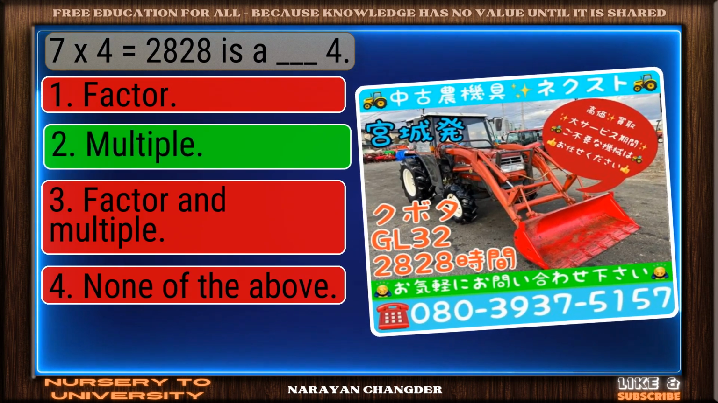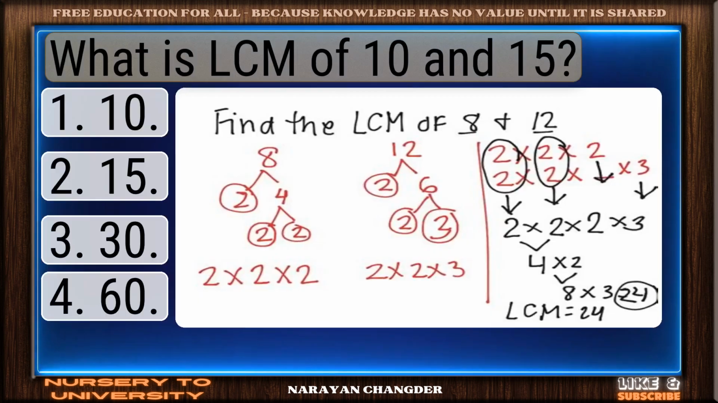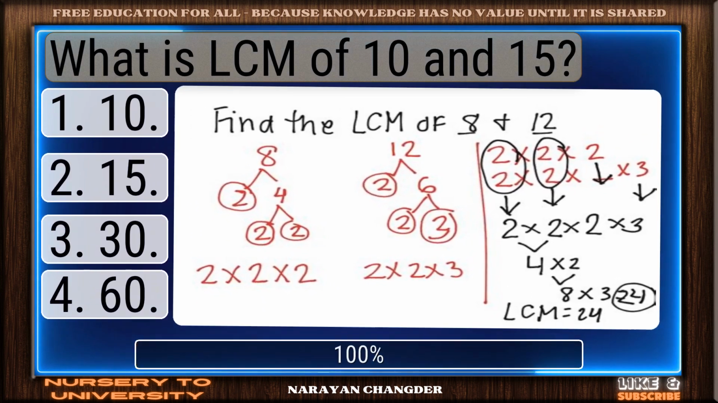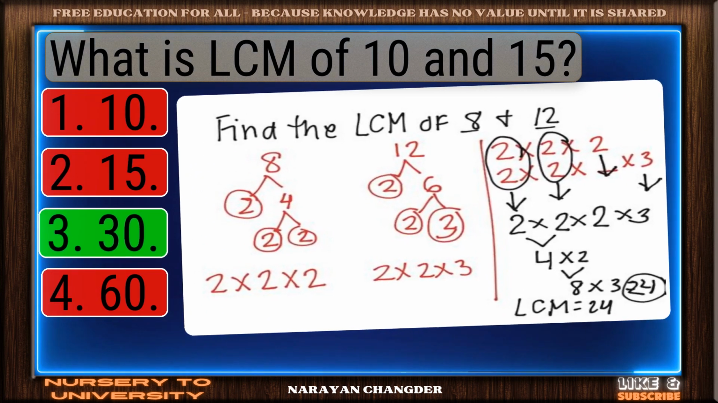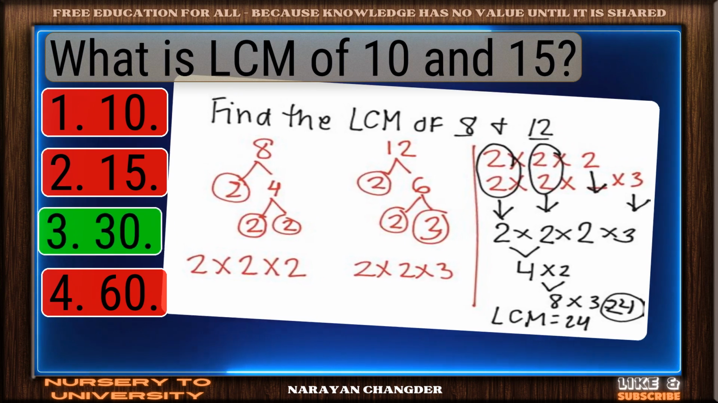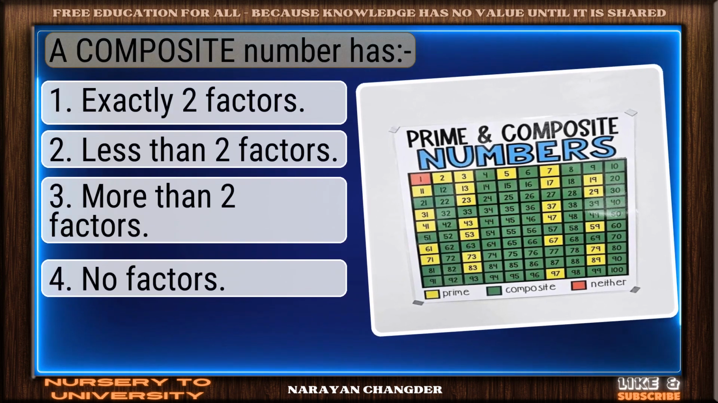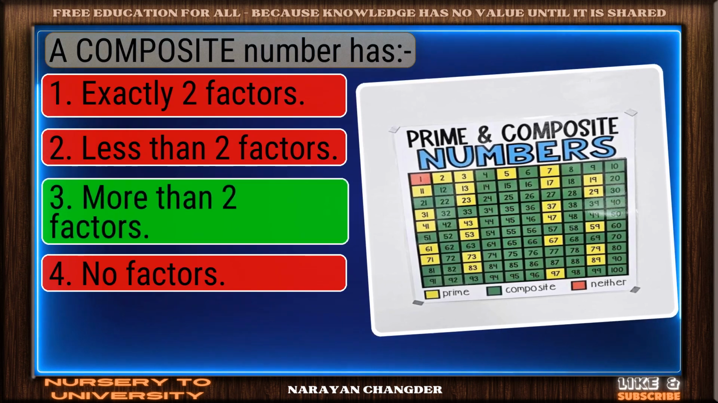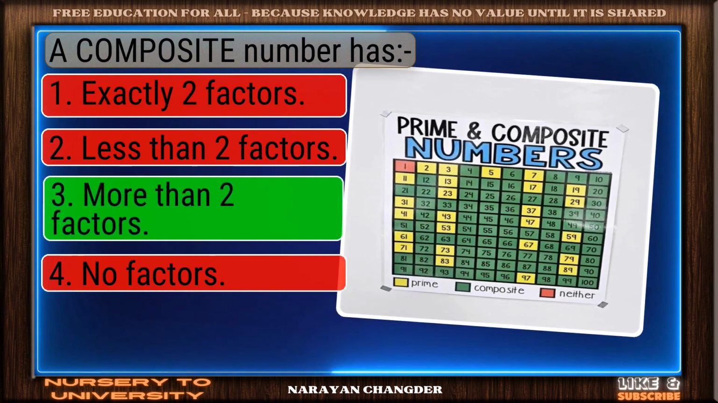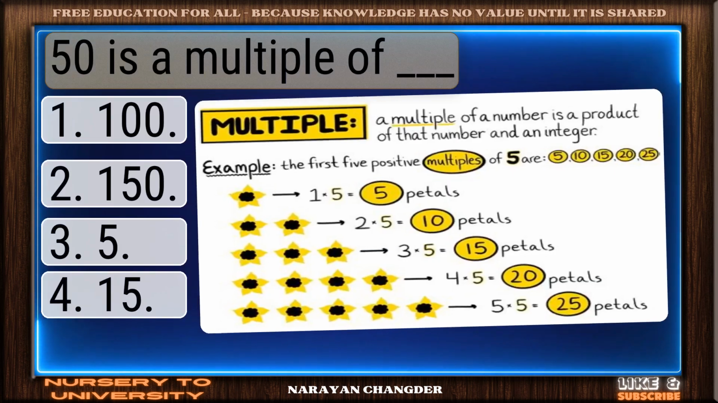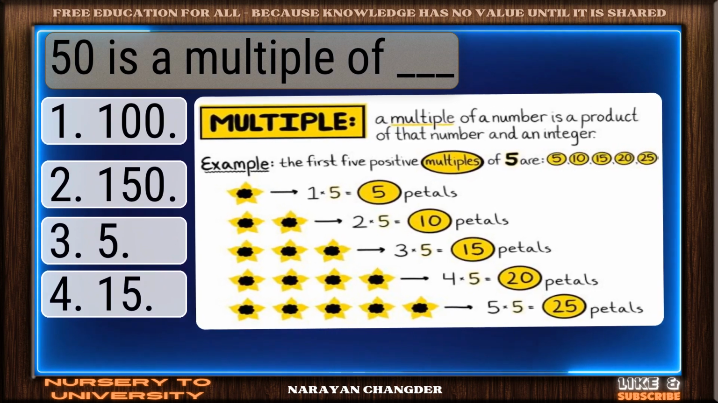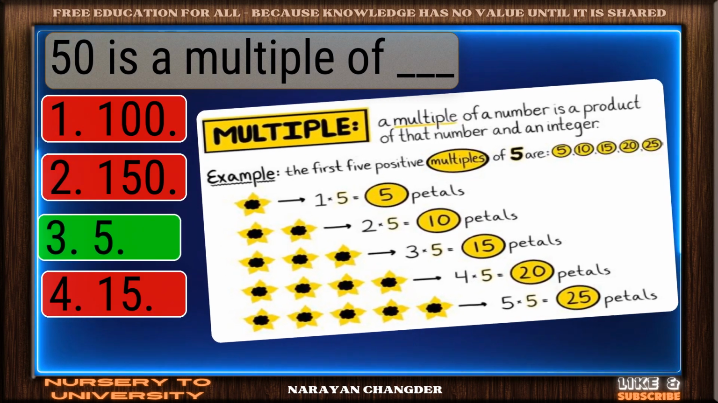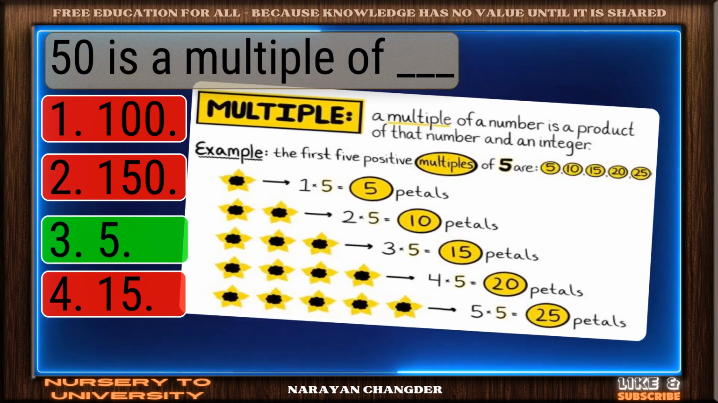Good job. Your answer multiple works well here. What is LCM of 10 and 15? Clear logic. Your choice 30 is sound and 100% true. A composite number has? Nicely done. More than 2 factors is a solid answer. 50 is a multiple of dash. Right choice. 5 is the best answer.